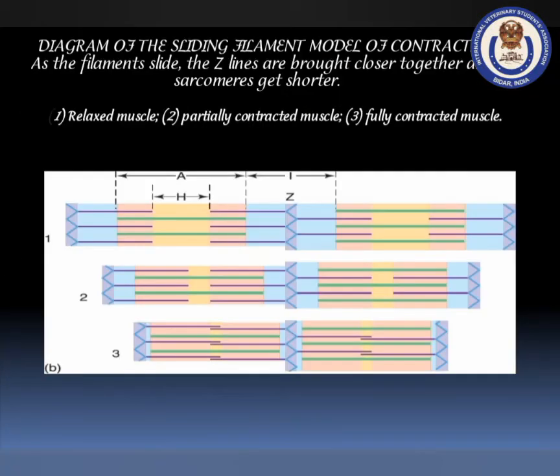You can now see the diagram of the sliding filament model of contraction. As the filaments slide, the Z lines are brought closer together and the sarcomeres get shortened. In the first diagram, it's relaxed muscle. In that, the H zone is more. In partially contracted muscle, it's decreasing, and in fully contracted muscle, it's much less.